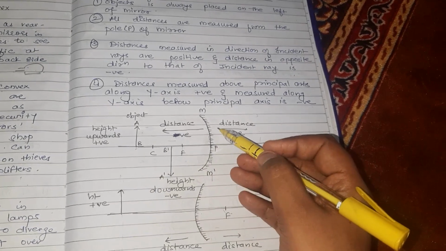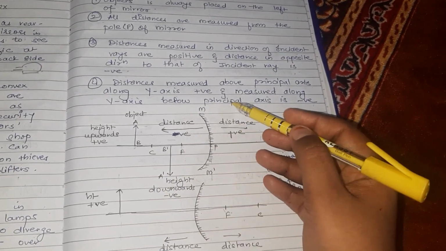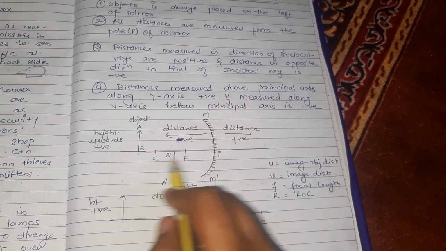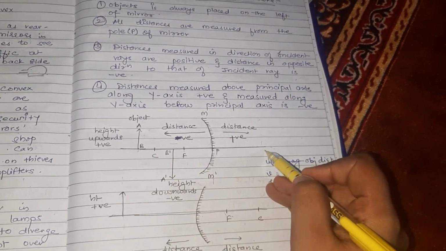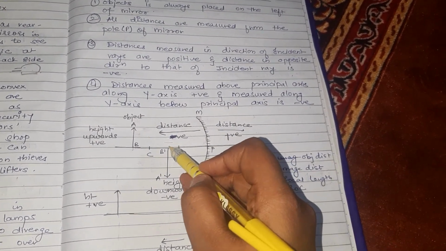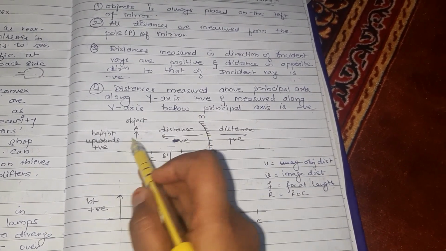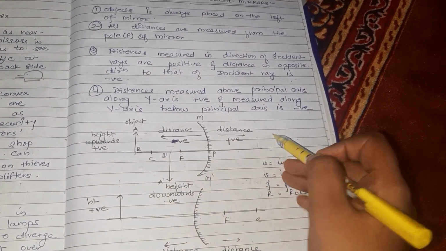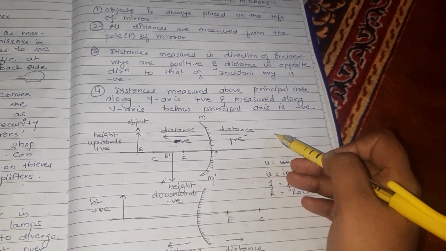You know that if we take the quadrant system graph, then this is the x-axis and this is the y-axis. This is positive, this is positive, this is negative, and this is negative. So when you take any distance towards this side, it is taken as negative, and when you take any distance towards this side, it is taken as positive.